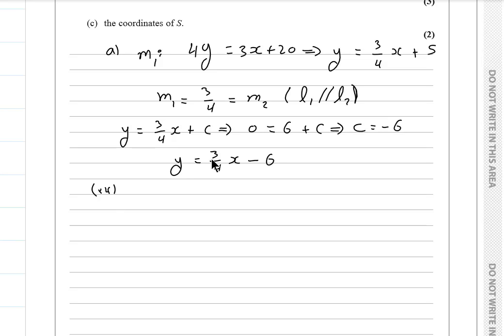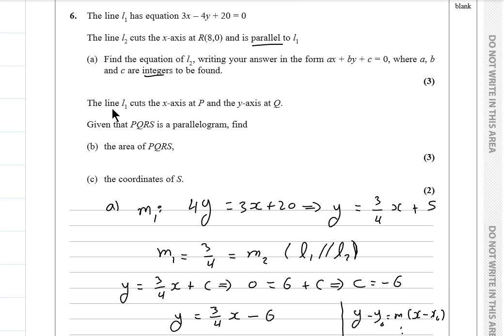It will be 3x minus 4y minus 24 equals 0. Of course, we have another method to solve it by this rule, y minus y naught equals m times x minus x naught. The line L1 cuts the x-axis at P and the y-axis at Q. Given that PQRS is a parallelogram, find the area of PQRS.